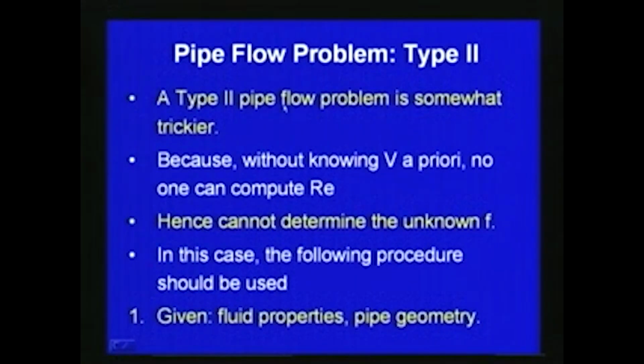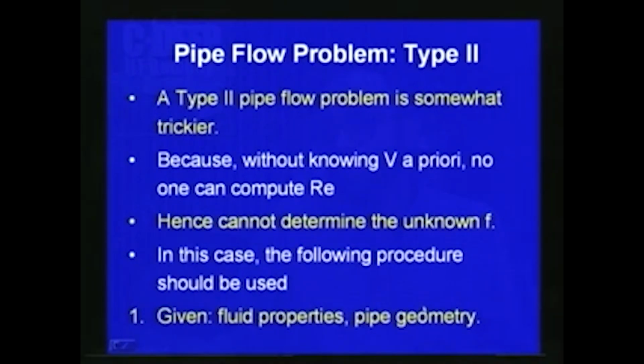So the next type of problem is the pipe flow problem, type 2. The type 2 pipe flow problem is a little bit more complex. Here, since we do not know the velocity, we have to find the discharge velocity. So we cannot compute the Reynolds number, and we cannot directly get the friction factor f. The procedure for this kind of problem is as follows.